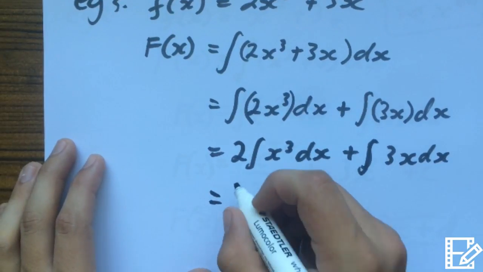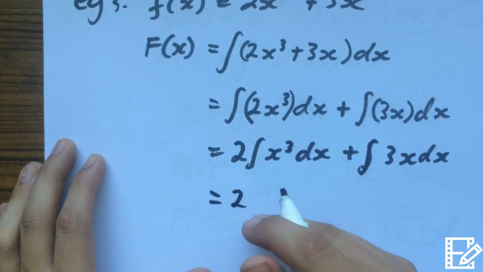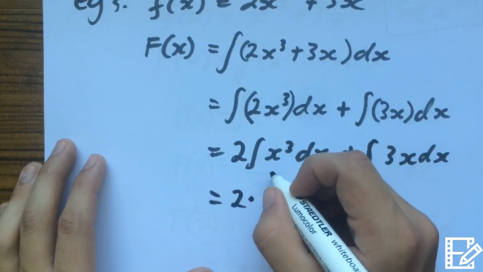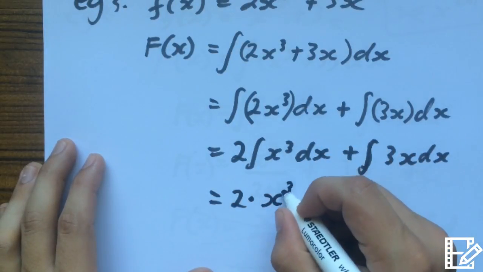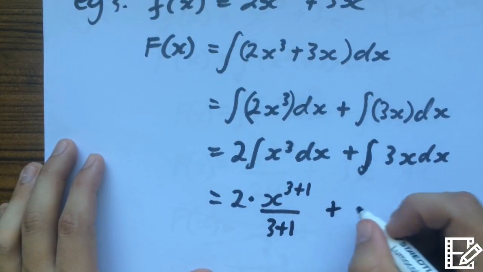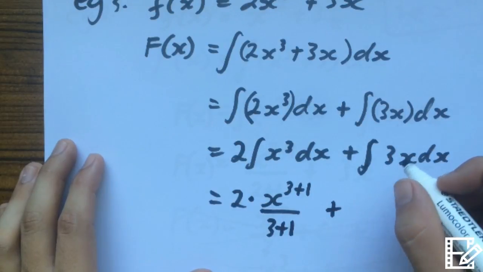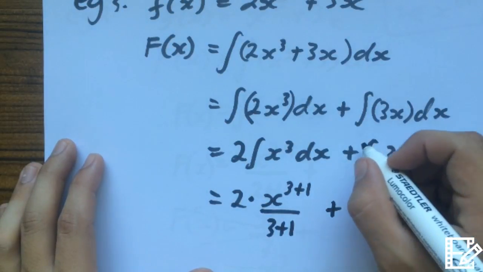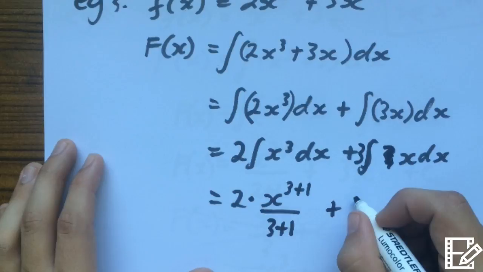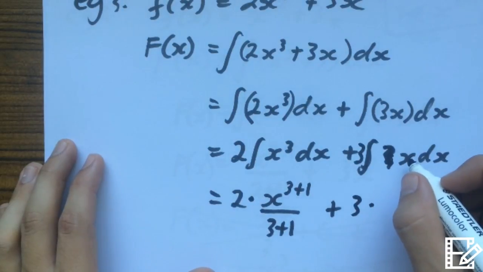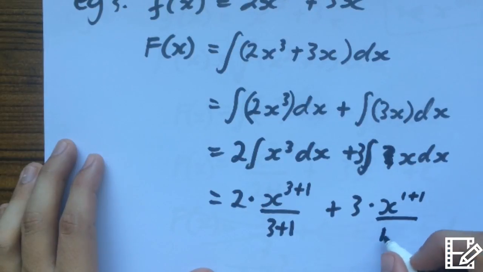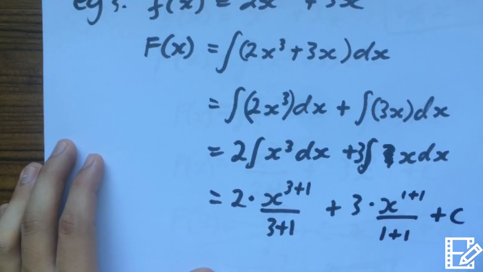So let's find the integral. The integral of x to the power of 3, that would be add 1 to the power and then divide by the new power. X to the power of 3 plus 1 over 3 plus 1. Then we add that to the integral of 3x. We'd bring the 3 at the front. I should have done that up here. Bring the 3 at the front and just find the integral of x. So we have 3 multiplied by the integral of x. Just like before, add 1 to the power, divide by the new power, plus c.